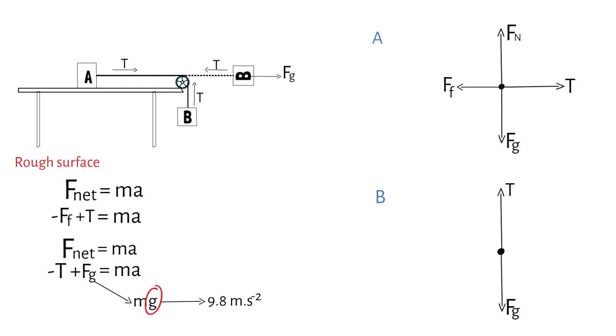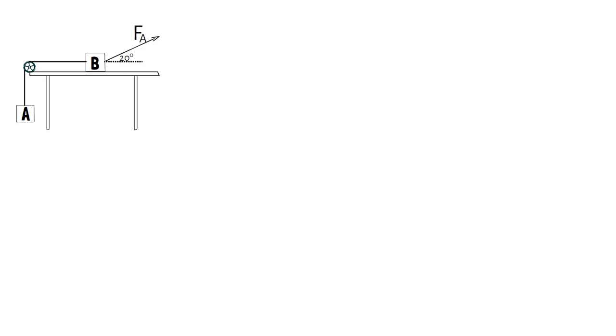Another scenario: there is an object on the table and another hanging over a pulley, and the tension connects the objects. Object B has an applied force acting on it at an angle. Once a force is at an angle, remember that it has components, and the component that has an effect is the one parallel to the direction of motion. So the applied force's parallel component, FA cos 20, has the effect. You complete the triangle and see how FA parallel is obtained. FA perpendicular balances with FN, and FA perpendicular balances FG.